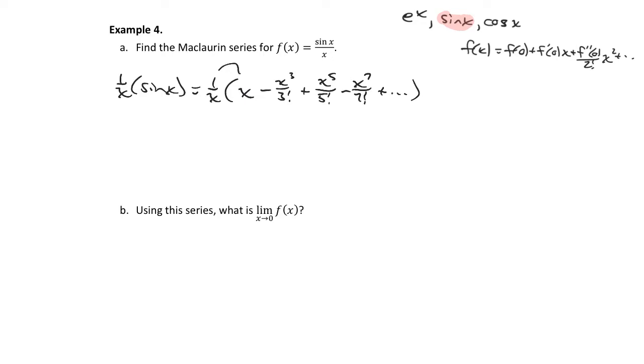Now we can distribute the 1 over x through to each term. So, like so, and we end up with 1 minus x squared over 3 factorial, because the 1 over x that we distribute will reduce with the x cubed, giving us x squared. Each power actually will go down by 1. So we'll have plus x to the 4th over 5 factorial minus x to the 6th over 7 factorial. So that would be the Maclaurin series for that function.